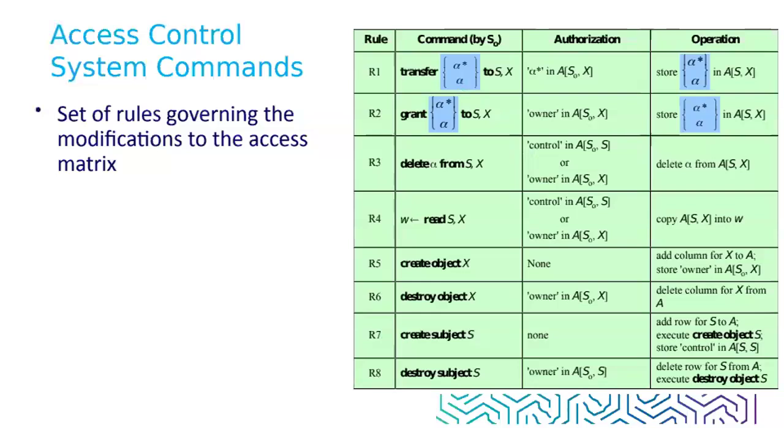So this is how the various set of rules that govern the modification to the access matrix work. Like, what I can say, the commands and the authorization and the operation also. So here, if you see, the access control system commands are a set of rules that define how the access matrix can be modified securely. These commands will ensure that only an authorized user can grant the permission, remove the permission, create the permission, or create the user, delete the user, create the object, or delete the object. These are all administrative operations that are used to maintain the access matrix.